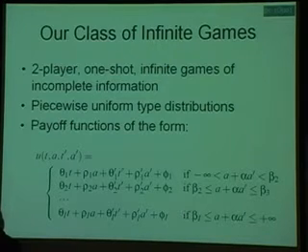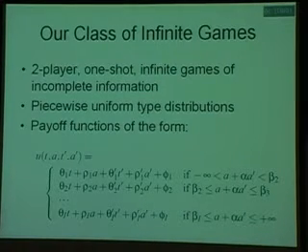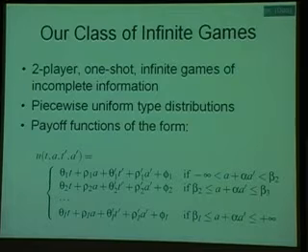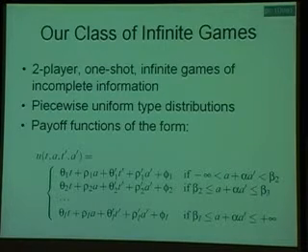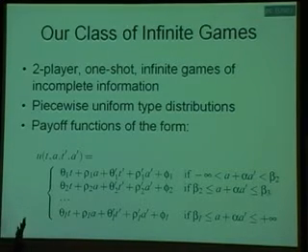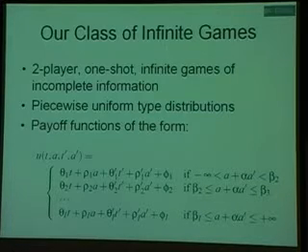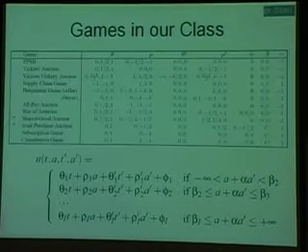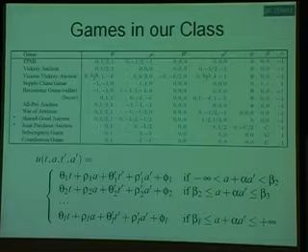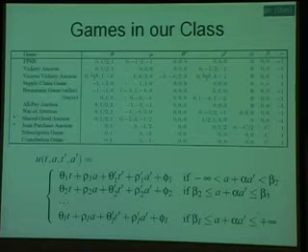So here's our class of two-player one-shot infinite games of incomplete information. The type distributions must be piecewise uniform. So that captures pretty general type distributions. The payoff functions of my type and my action and the other agent's type and the other agent's action are of this particular form, where these Greek letters are all parameters. So that class of games turns out to be pretty general and captures really most two-player one-shot games that you can think of by appropriate settings of those Greek letters.